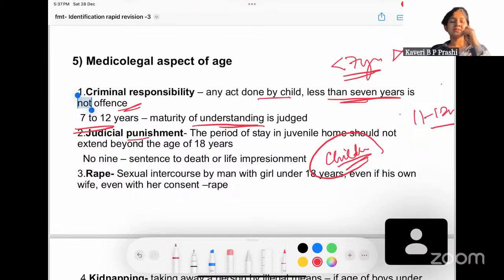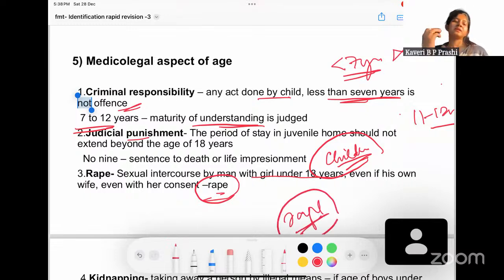After 18 years, they should be withdrawn from the prison, or they should be left free from the prison. Sexual intercourse by a man with a girl under 18 years, even if it is his own wife, even with consent, is considered as rape. Because as we saw, the definition of rape is something where there is no consent. Usually rape, because in the definition, we say that there was no consent and with force.